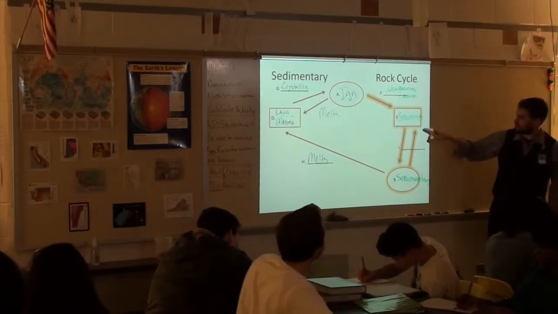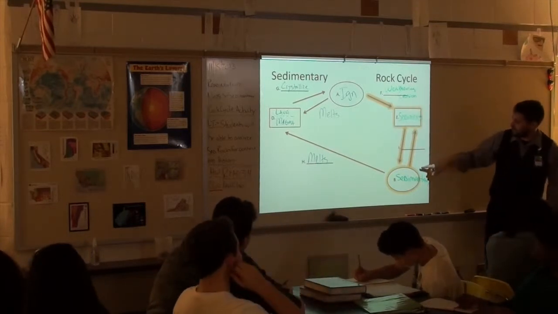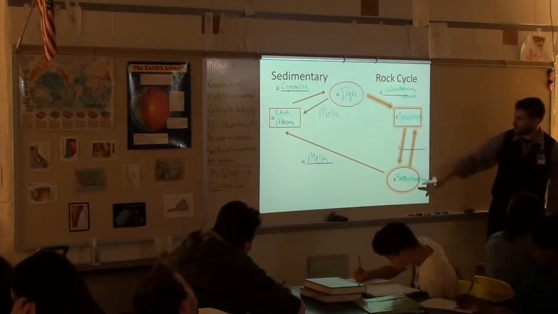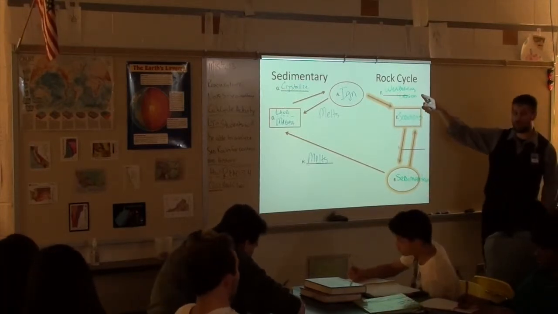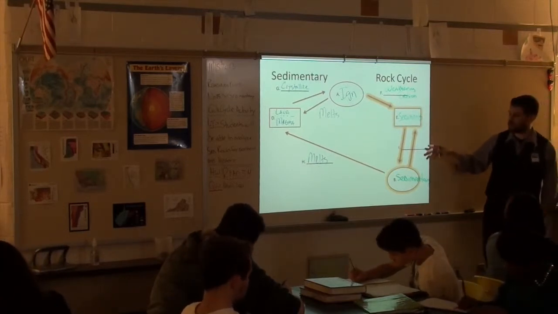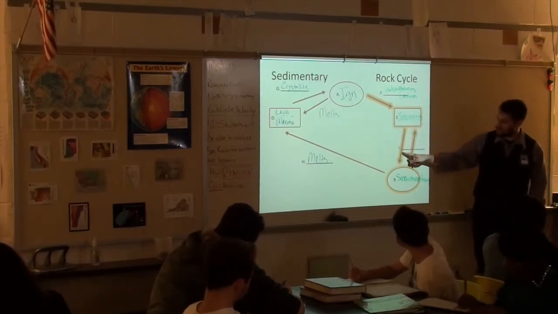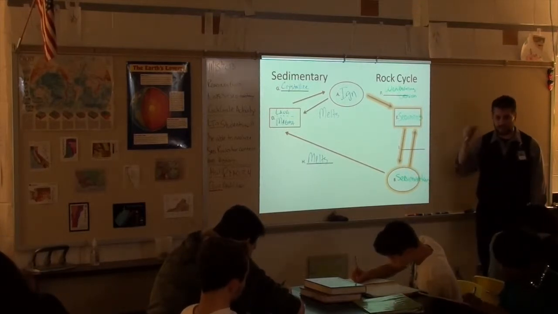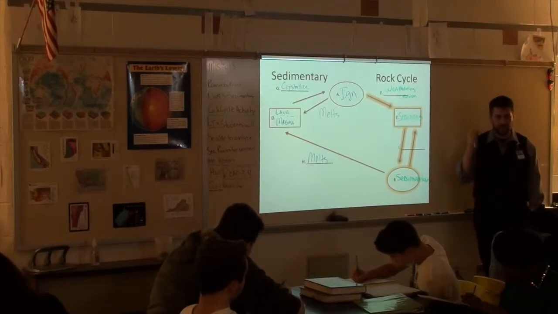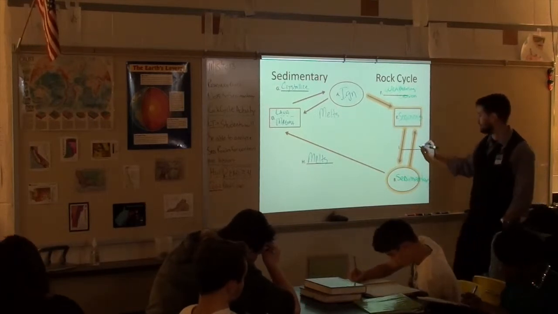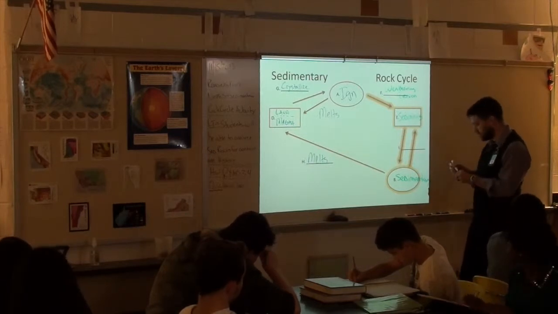Okay. Now, weathering and erosion. Now, this arrow here is pointing back to sediments. That means the sedimentary rock is undergoing weathering and erosion. But what is this arrow going from sediments to sedimentary? What was that process called? I said it was rockification. Does anyone remember that word? Lithification. Right.